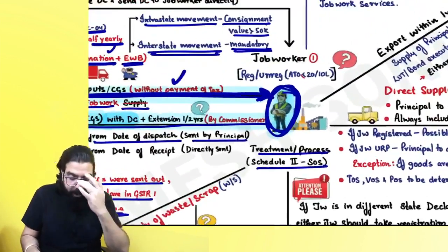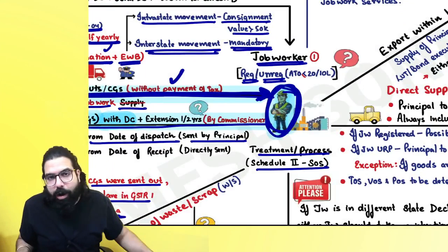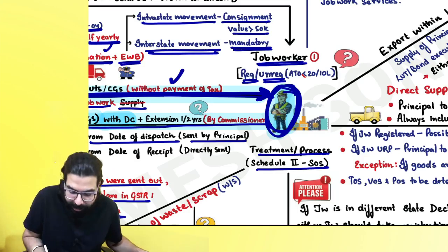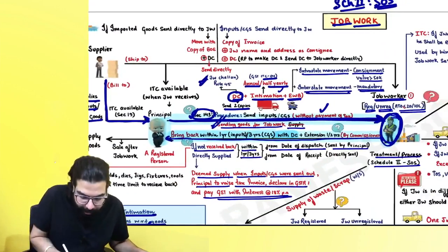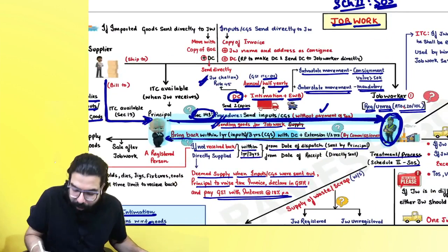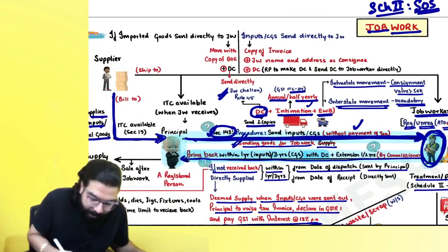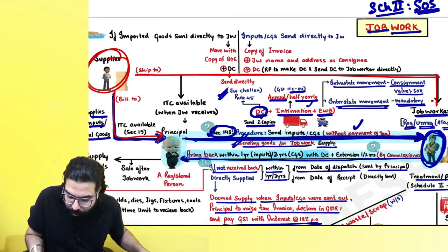Listen to me very carefully. Now this job worker can be registered or unregistered. In the job worker's case, always remember the turnover limit for taking registration is 20 lakh or 10 lakh. Now sir, can I buy the goods and then send them for job work? Yes sir. You can also tell your supplier that you can bill the goods to me, but send them directly to the job worker.